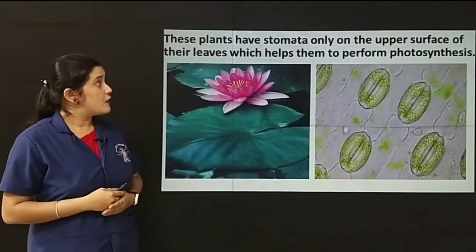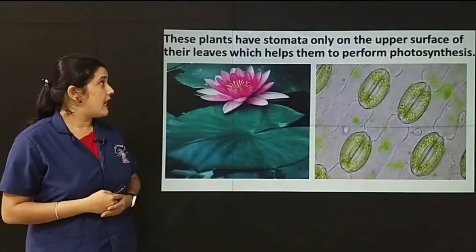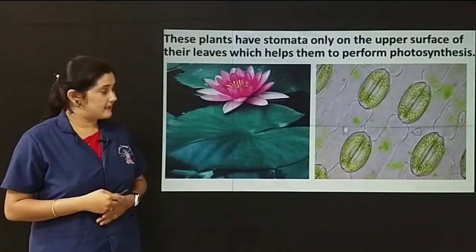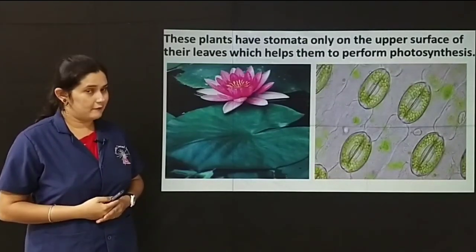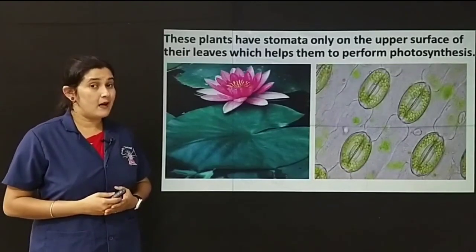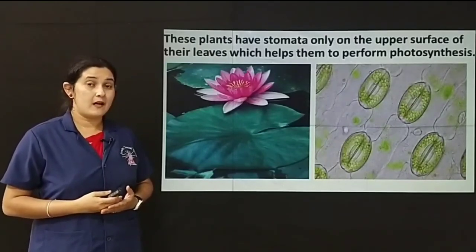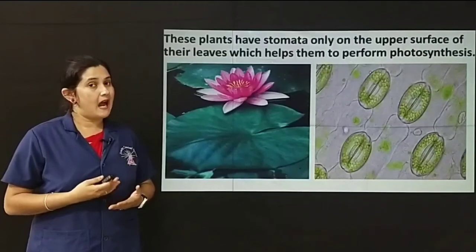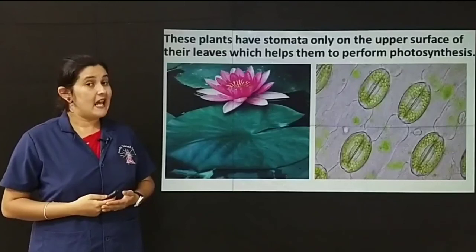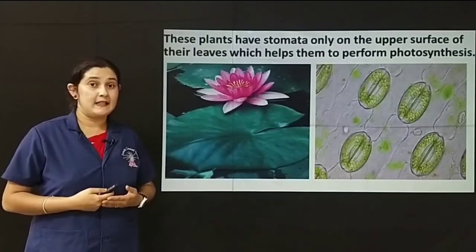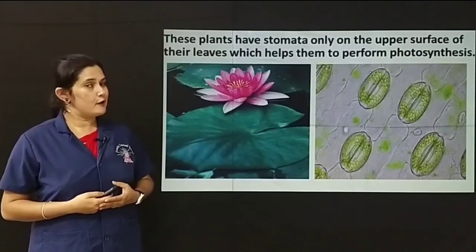These plants have stomata only on the upper surface of their leaves, which help them to perform photosynthesis. Here you can see the stomata on the lotus leaf. They have stomata only on the upper surface. Why are the stomata only on the upper surface and not on the lower surface of the leaf? Because it can absorb carbon dioxide in the atmosphere easily and carry out the process of photosynthesis.